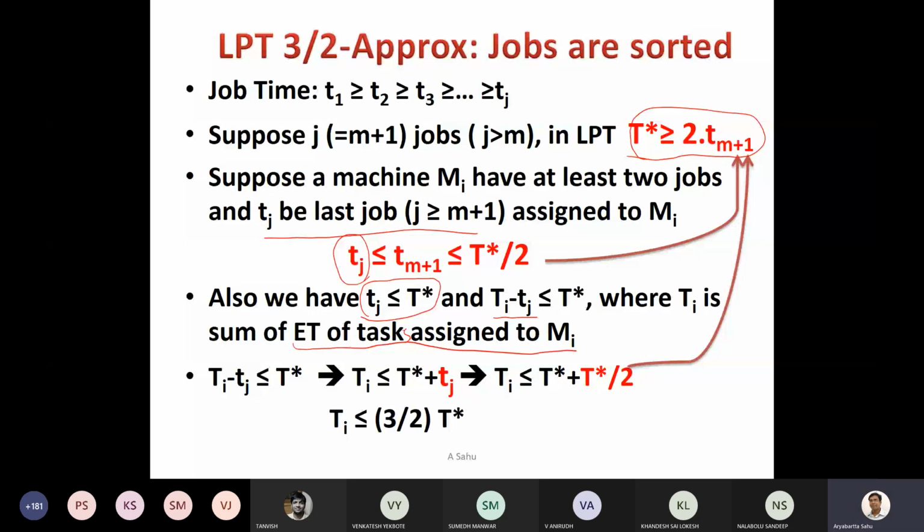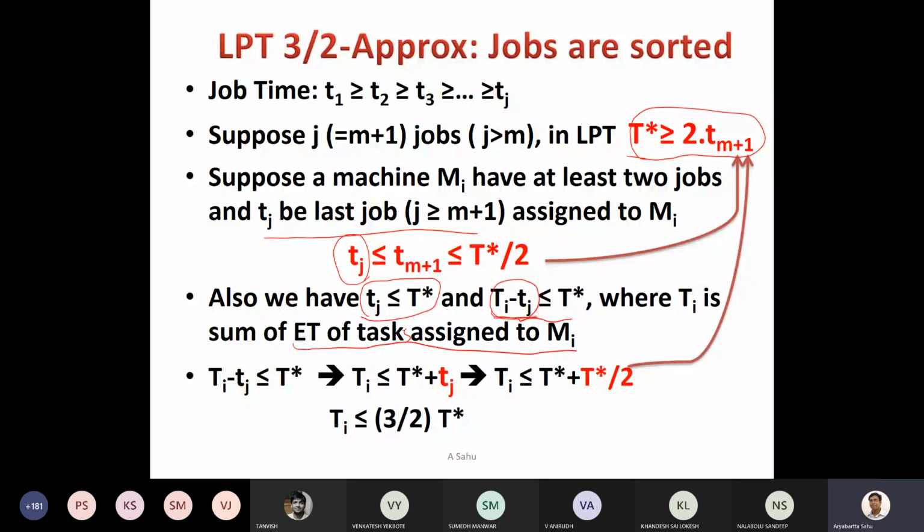Can you recall that thing? Up to Ti minus Tj, all the machines will be busy. So that is the term, and T star cannot be less than that. So that thing we're taking.